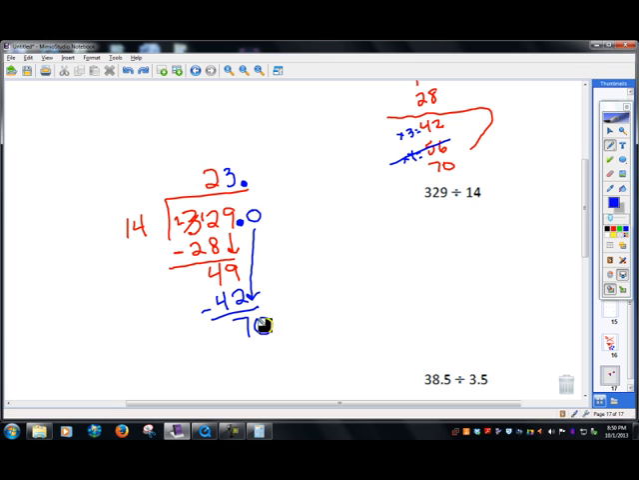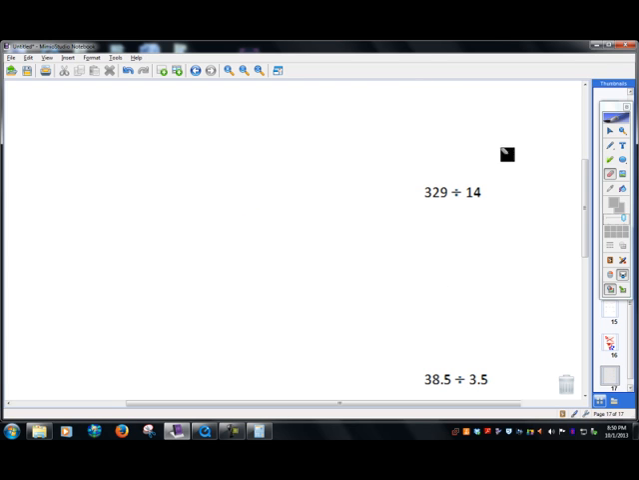Okay. Now I've got 70 down here, and I already knew that 70 was a multiple of 14 times 5, so that gave it away. I know that that's going to be 5 times 14 is 70. Now we subtract and get 0. Okay? So that's that. Hopefully you got this right when you did it. Otherwise, we're going to get a lot of practice in. Okay? I will see you guys tomorrow.